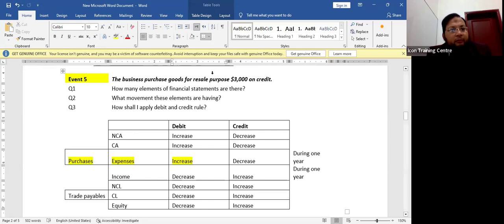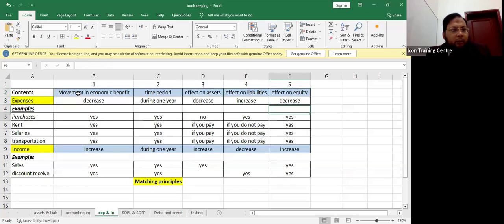Okay, now those students or people who think that whenever we make payment, it is an expense. Now, in this case, we are not making any kind of payment. We are not paying cash, but still we are recognizing purchase as an expense. So it means we do not consider the movement of cash while recognizing expense or income. Just have a look again. In this definition, do we talk about the movement of cash?